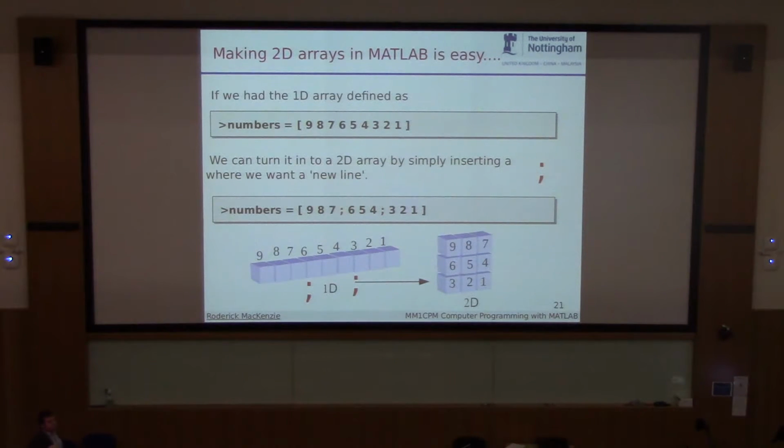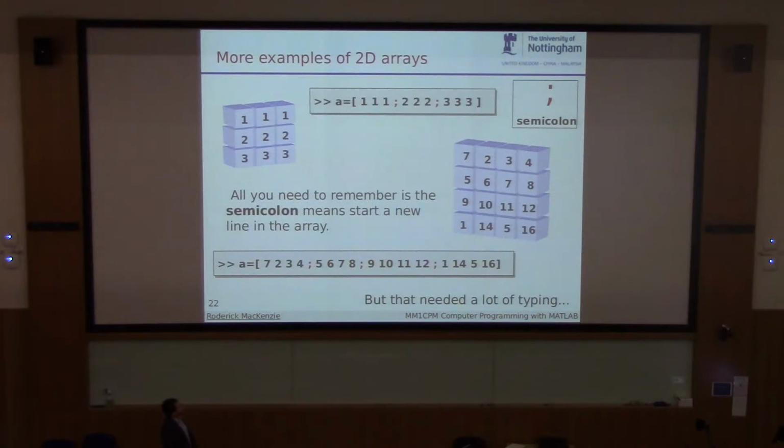If you want to make it into a 2D array, you basically break it with this semicolon. So if we wanted to go 9 8 7, new line, we just go 9 8 7, semicolon, which means a new line. Then 6 5 4, semicolon, then 3 2 1. And you see we can just put a new line in our 1D array and make it into a 2D array. Okay?